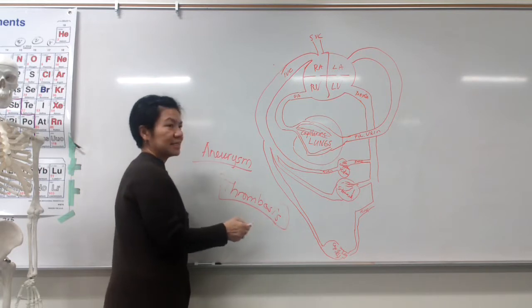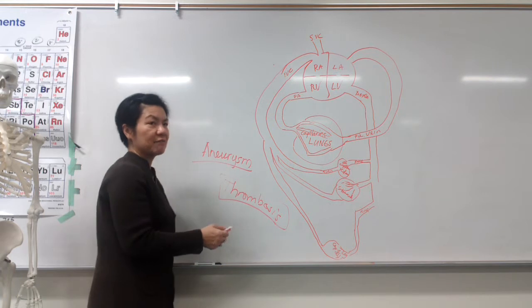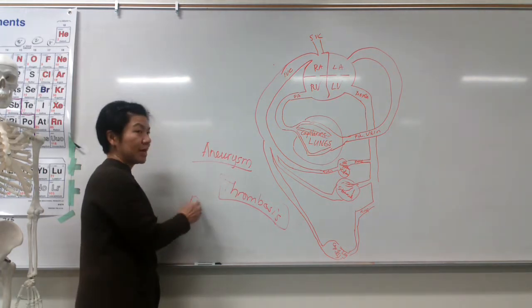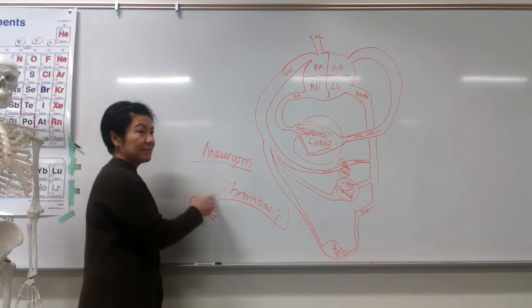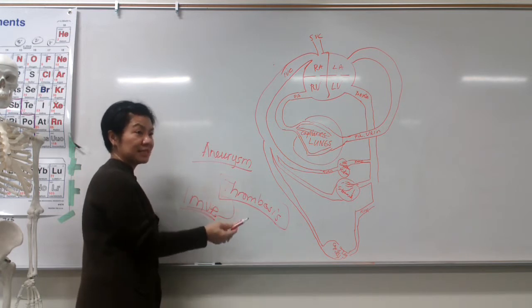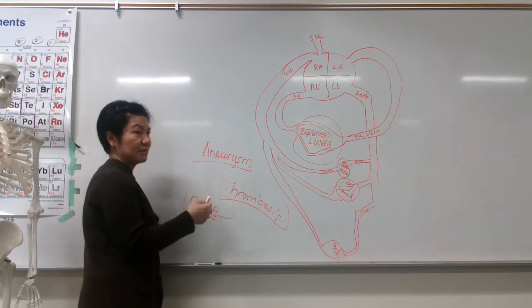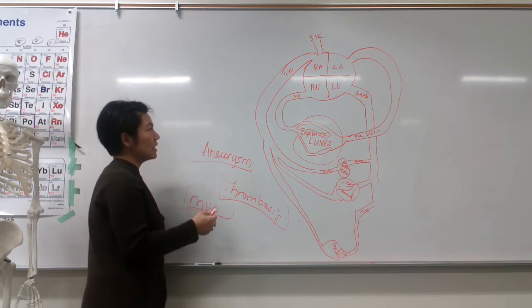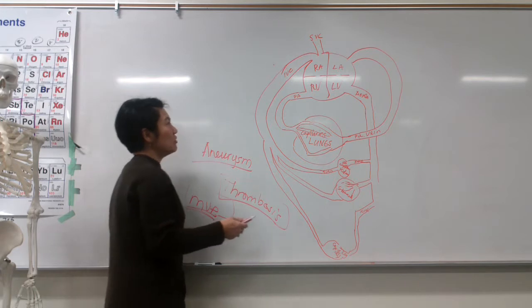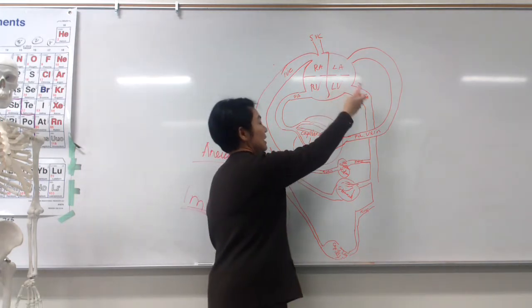And someone was asking me, why is it when there's a prolapse, it's always mitral valve prolapse? It's always the mitral valve that prolapses, not the tricuspid valve. Okay, so those are very good questions. First, with aneurysm, we know that it's the artery.